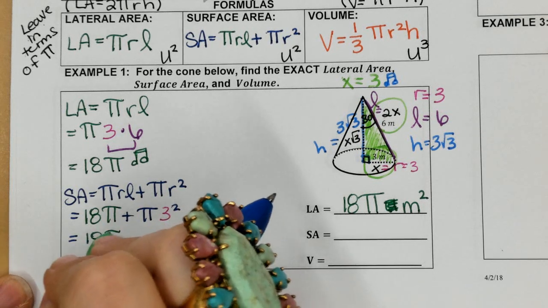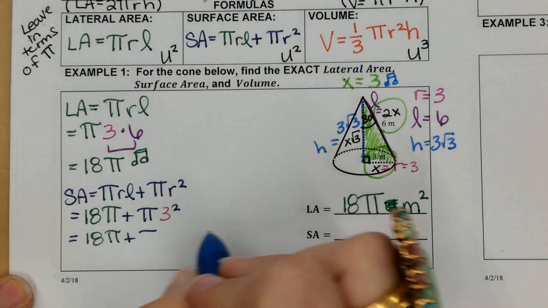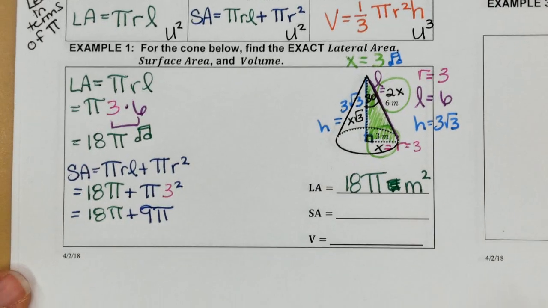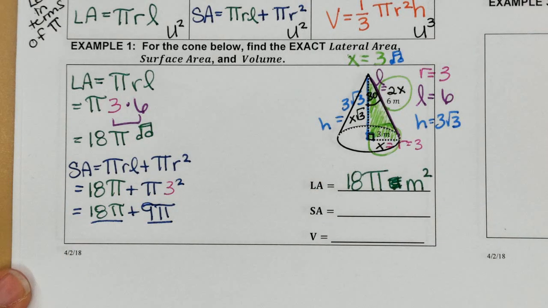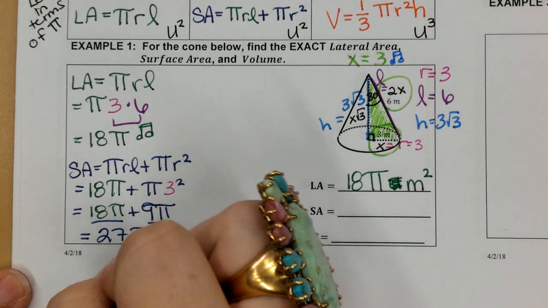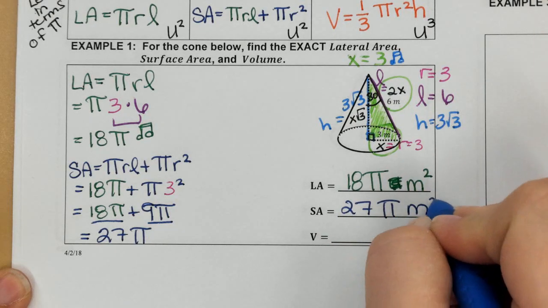So simplifying this down a little bit, 3 squared is 9. And so then I look on here, do they both have pi? They do. Neither one of them has a square root, so I can actually add them together to make 27 pi meters squared.